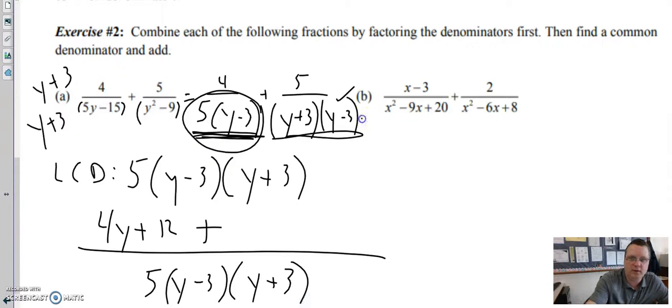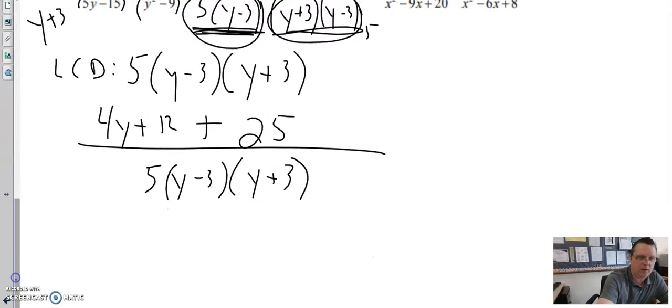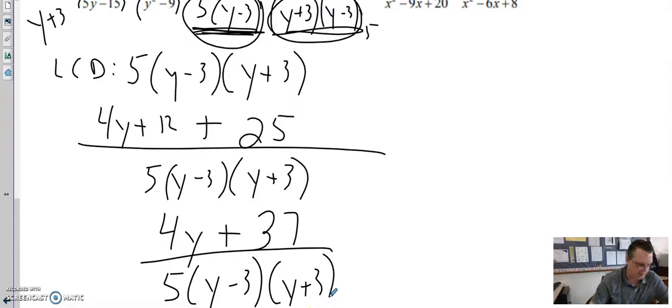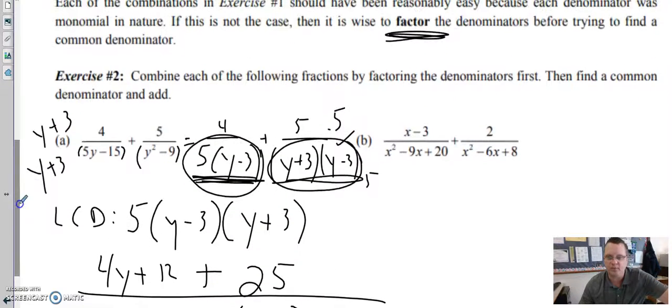The second one, this is my denominator, so I have to multiply top and bottom by 5. So then I have 25. Okay, so combine the like terms. I have 4y plus 37 all over 5(y minus 3)(y plus 3), and that's it, you're done. Okay, so the factoring is the key. If you're not getting factoring, it is going to come back to haunt you.